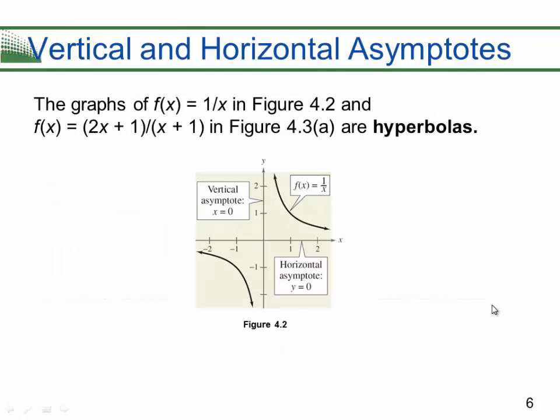Okay, let's look at how to find some of these. Let's find the vertical and horizontal asymptote for, well, this one I've already given you. The vertical asymptote for this one is x equals 0. Horizontal asymptote is y equals 0. This is the function we just looked at.